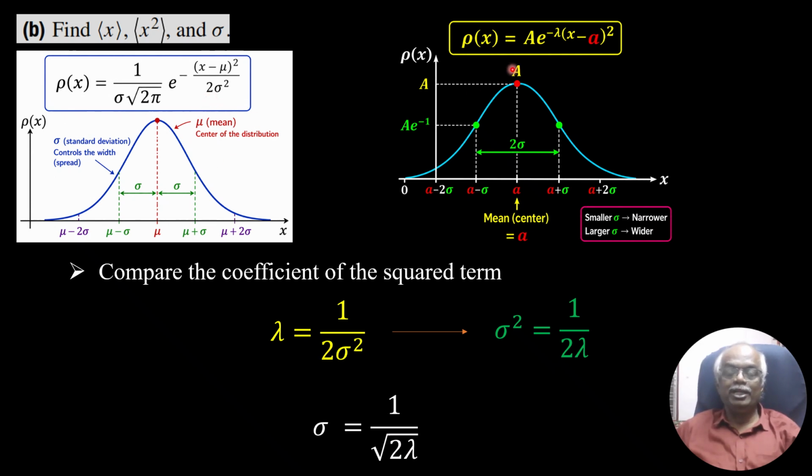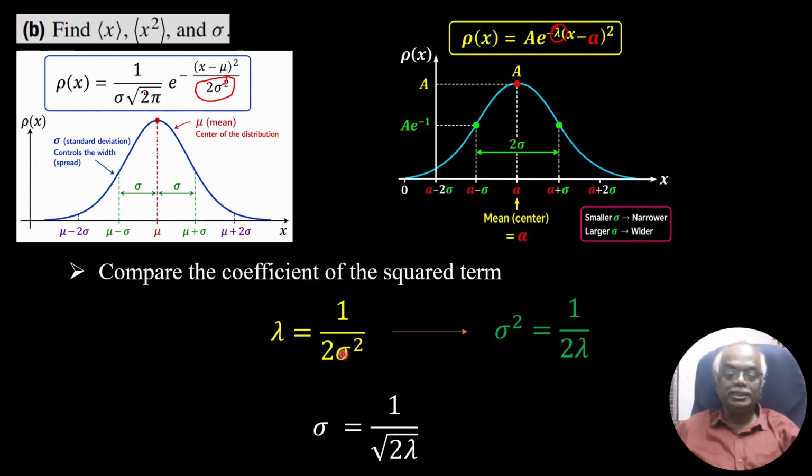What about our problem? Here the squared term is x minus a whole squared, and the coefficient is lambda. You compare this lambda with the coefficient of the squared term, which is 1 over 2 sigma squared. So lambda is equal to 1 over 2 sigma squared.